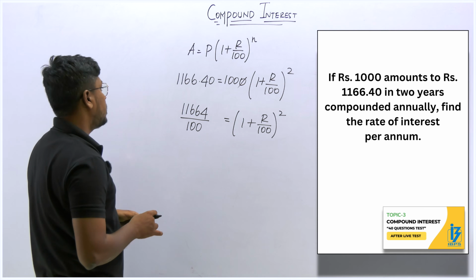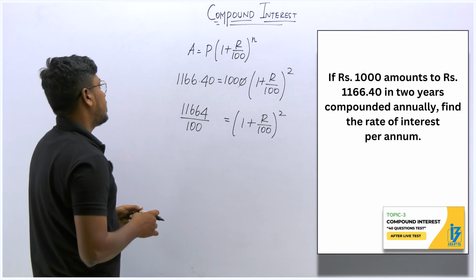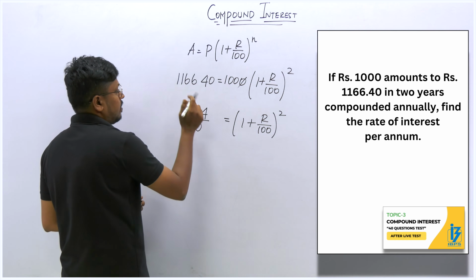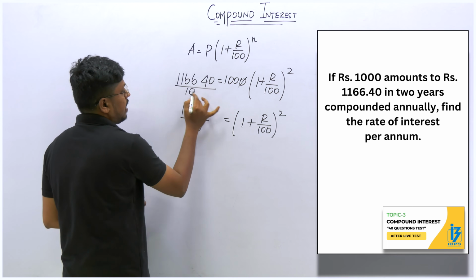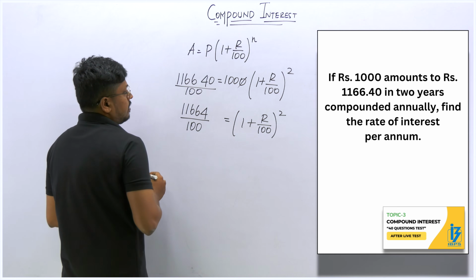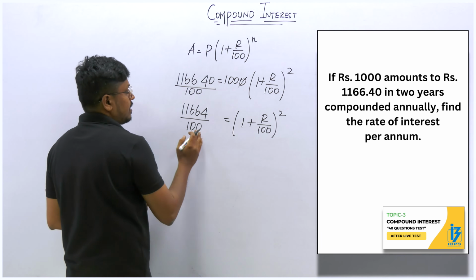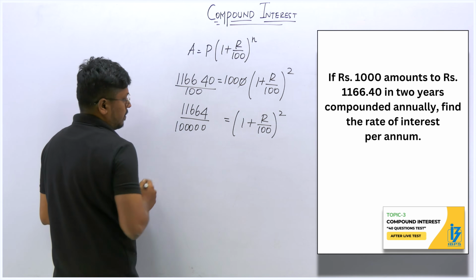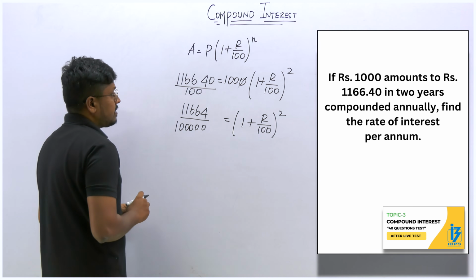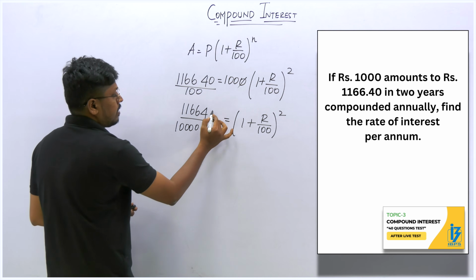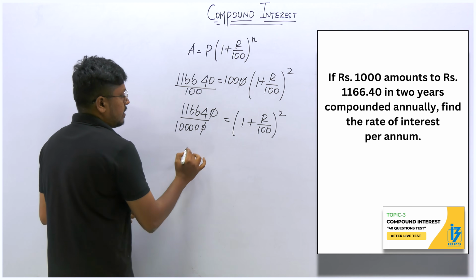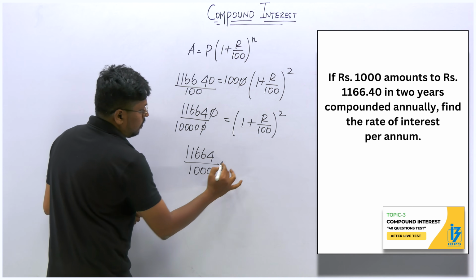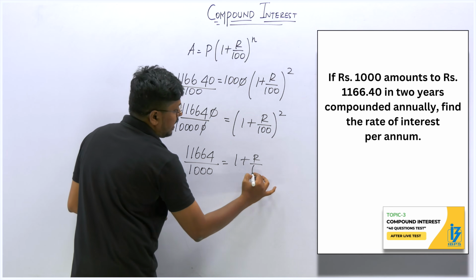So what we can do is, sorry, just a minute, I did something wrong here. So divided by 100, right? When we move this 100 towards the right-hand side, it becomes 1 2 3 4 50. Okay, 50, and already we have numerator 10, so we can cancel this. So 11664 divided by 1234 is equal to 1 plus R by 100 whole square.